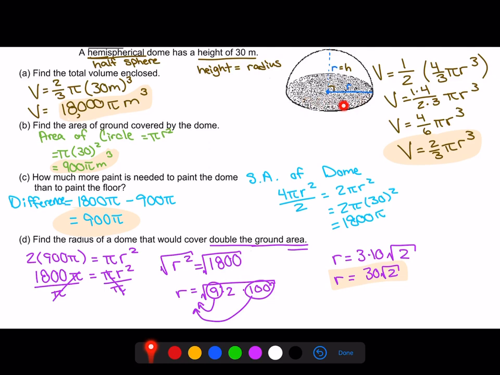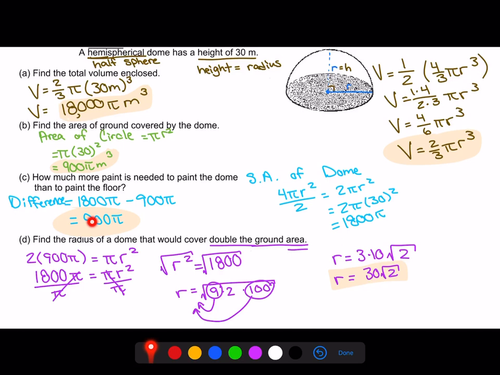So this gives me 4 pi r squared divided by 2, which is the same as 2 pi r squared. Our radius has not yet changed, so we have 2 pi times 30 squared, which will give us 1,800 pi. Now, we want to know how much more paint is needed to paint the dome than to paint the floor. So I take the surface area of the dome, 1,800 pi, and I subtract 900 pi, the surface area of the floor here. And that gives us 900 pi is the difference. So 900 pi more paint is needed to paint the dome than to paint the floor.